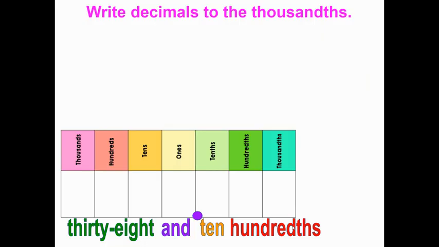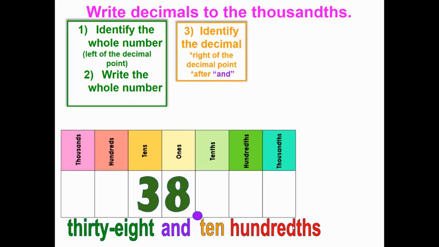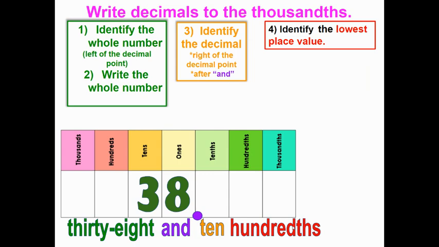Let's try one more. 38 and 10 hundredths. Identify the whole number. That's everything before the word and. So I know I have to represent 38. So I'm going to write the whole number in. That's 3 tens and 8 ones. Now I'm going to identify the decimal. That's everything after the word and to the right of the decimal point. So this is 10 hundredths. I identify the lowest place value, which is hundredths.